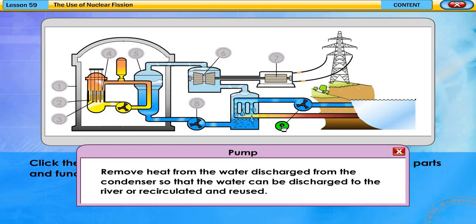Remove heat from the water discharged from the condenser so that the water can be discharged to the river or recirculated and reused.